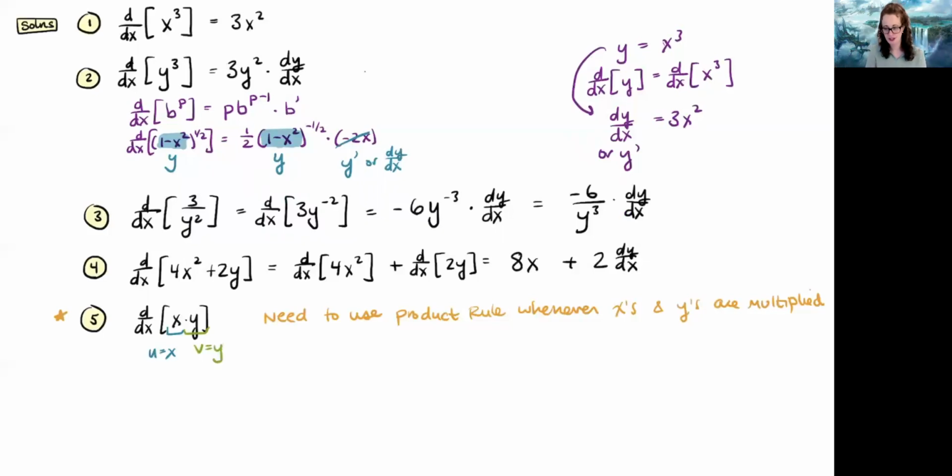Why not just get more letters involved, right? U equals x and v equals y. Then in the product rule, we need the derivatives of each. Okay, so u prime, the derivative of x, we're differentiating with respect to x. So its derivative is just 1.